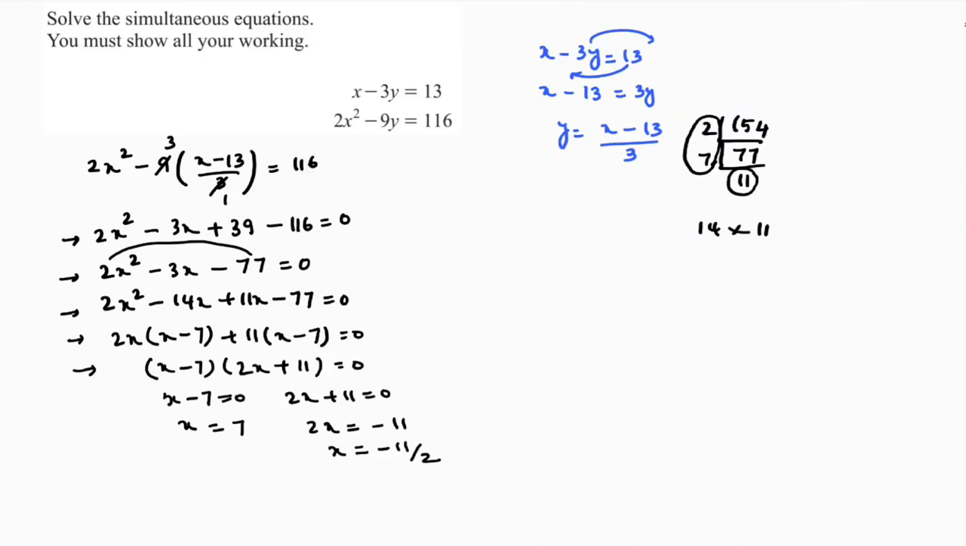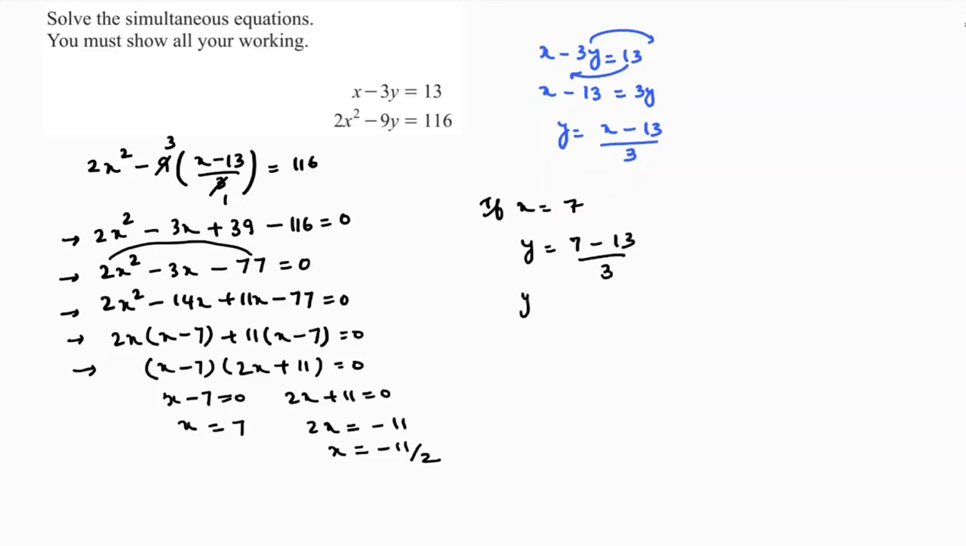So there are two values for x. x equals 7, x equals minus 11 by 2. Now, here see, if x is 7, y is (7 minus 13) by 3. So minus 6 by 3. So y is minus 2. If x is 7, y is minus 2. This is one solution.